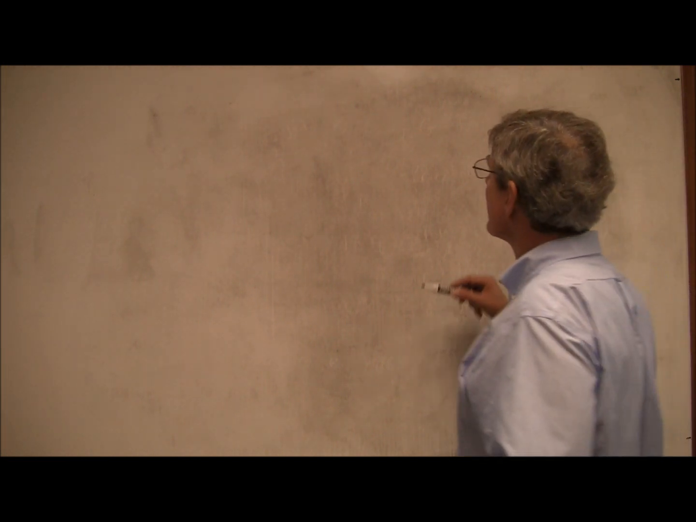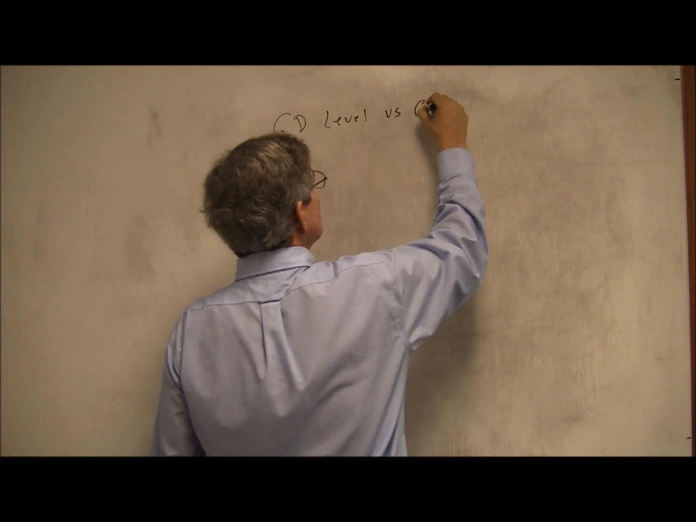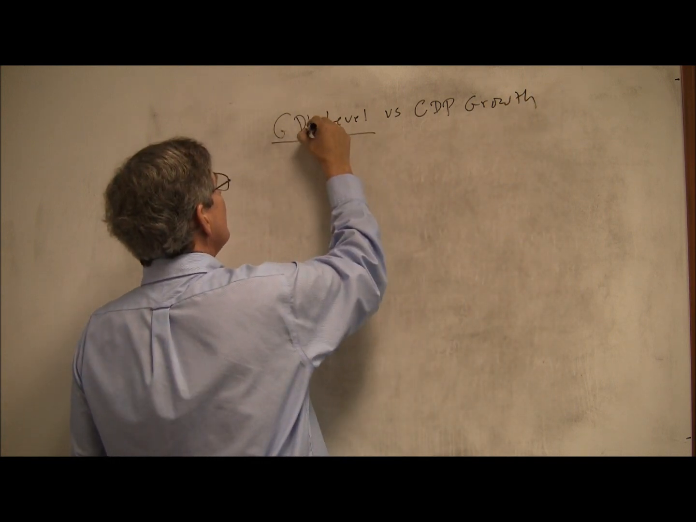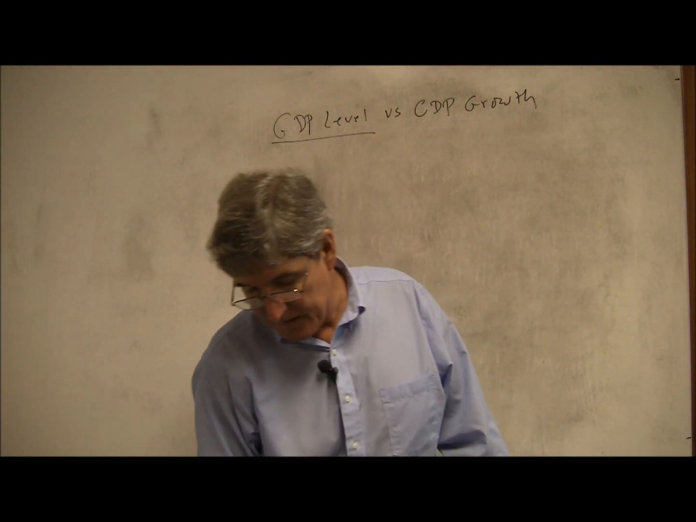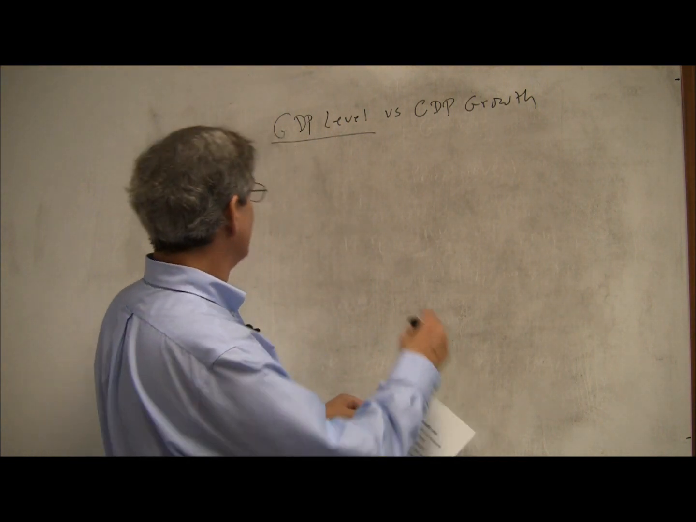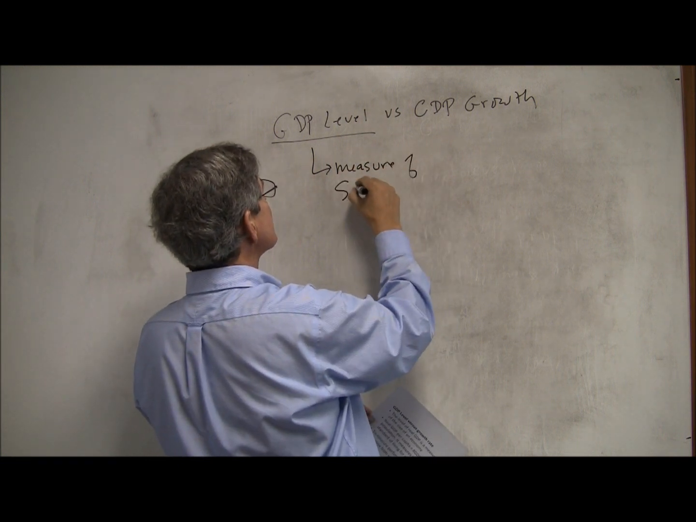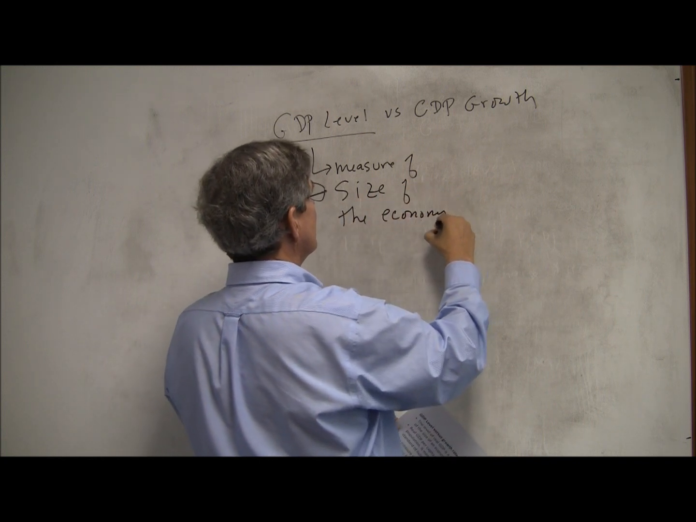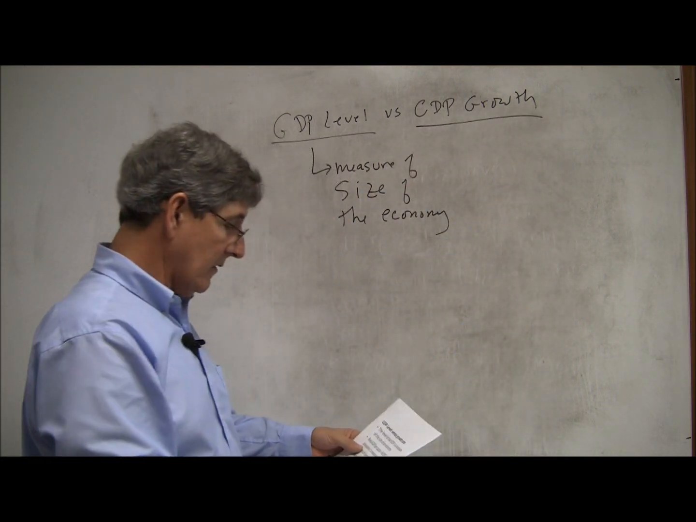So how do you calculate real GDP? So GDP level versus GDP growth. What we've been talking about so far is the level of GDP, either real or nominal. How would you calculate the growth rate of these variables? So this is a measure of the size of the economy. GDP growth is a measure of how that size is changing over time.